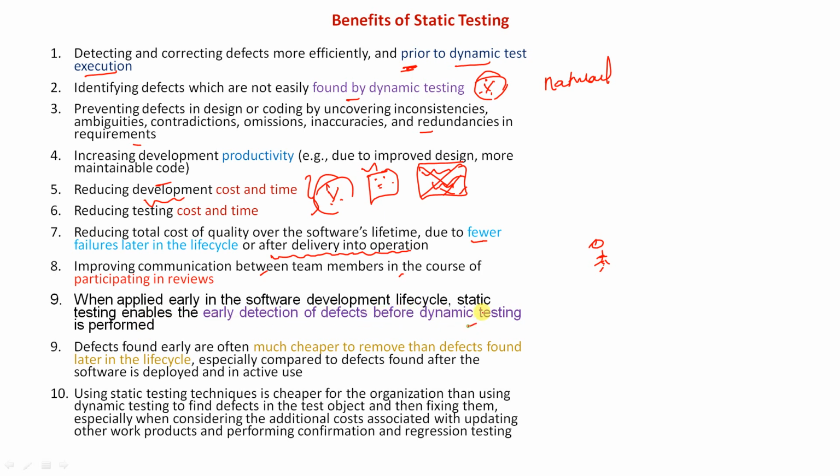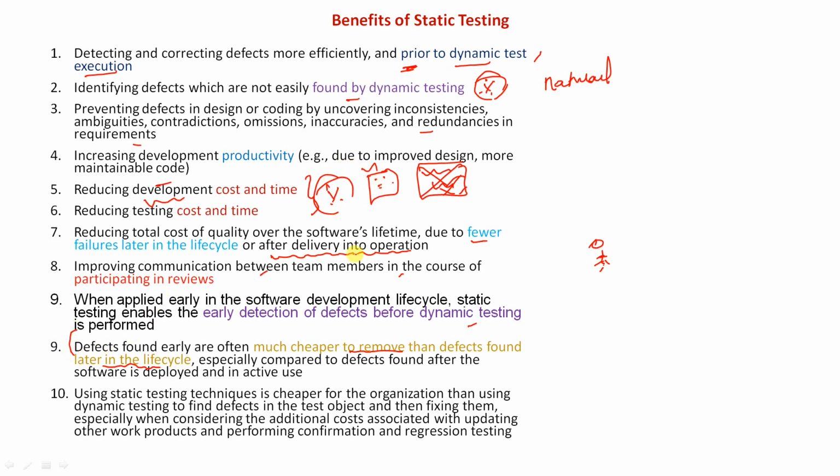So again, same as before, the first point, they try to give again in a different summary. Defects found early are often much cheaper to remove than defects found later in the cycle. A very important point. I have seen this statement in many question papers, in many mock question papers. They'll ask which one is correct in terms of static testing, and they'll give this point. So actually this is true.